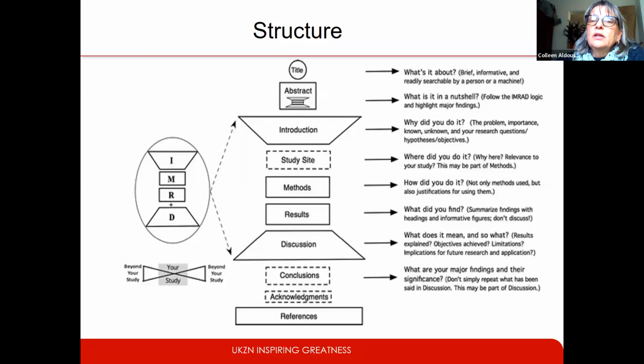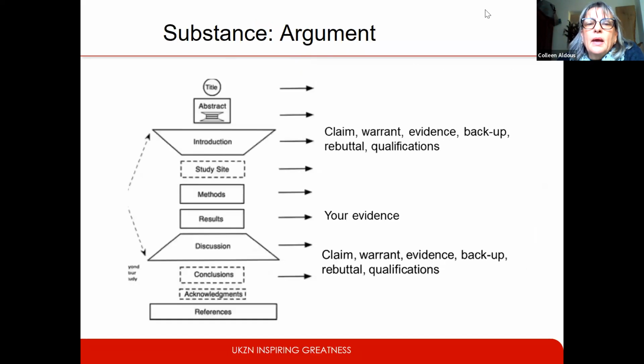So having a look at the discussion in broad strokes, what we're going to look at, what does your research mean? And so what? What have you achieved? You explain the results, your objectives, the limitations, implications for future research, etc. So this is where we are fitting our work. But let's look at the same diagram and look at our argument.